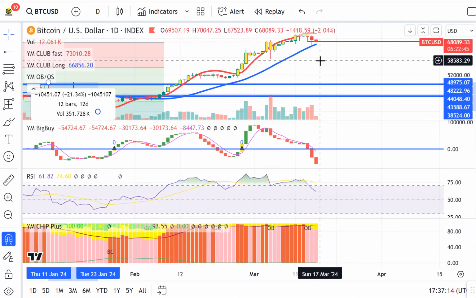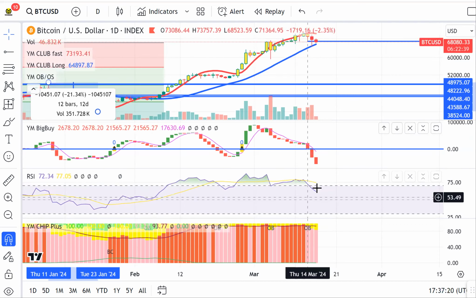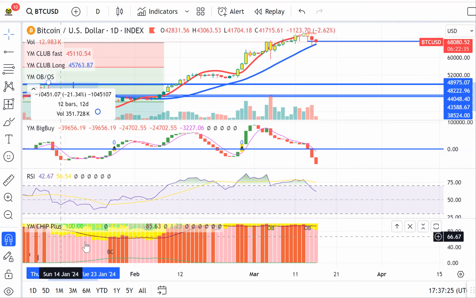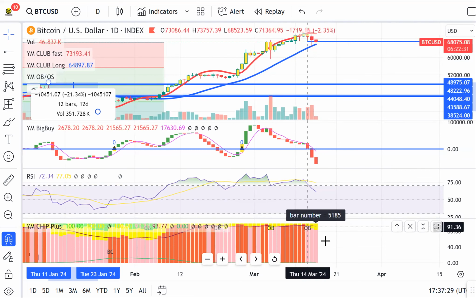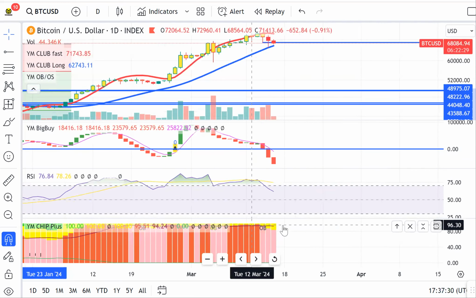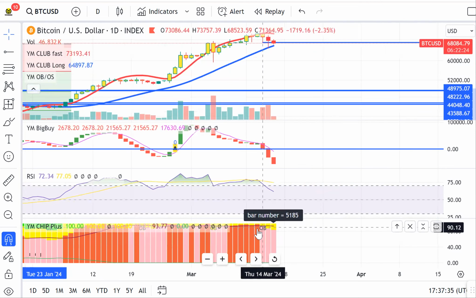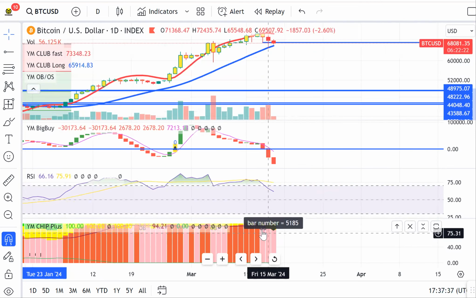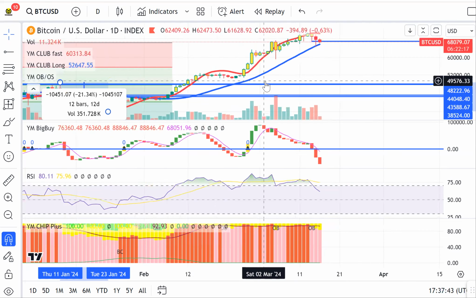So you need to be more alert to what is going on here, especially when they drop below zero. When they drop below zero, at the same time the RSI drops below 70. At the same time, YM Chippers also drops below this bar. You see, they go under this purple line. It means the average is higher than the actual price, so they go lower than the average. This is something you need to be more cautious about.